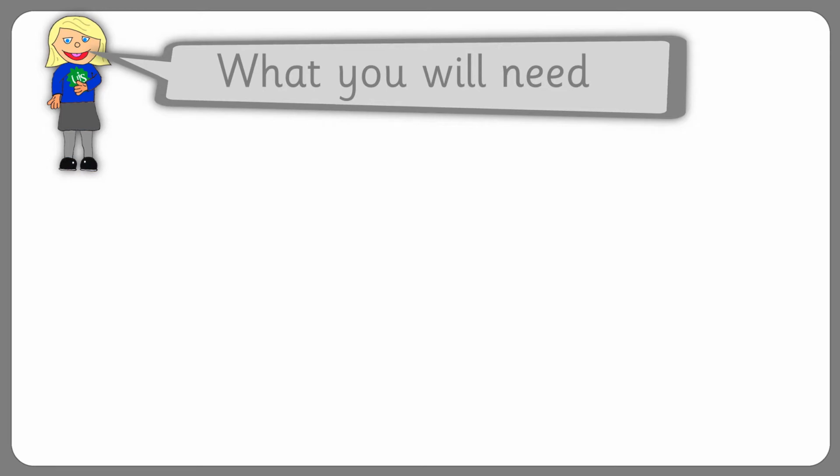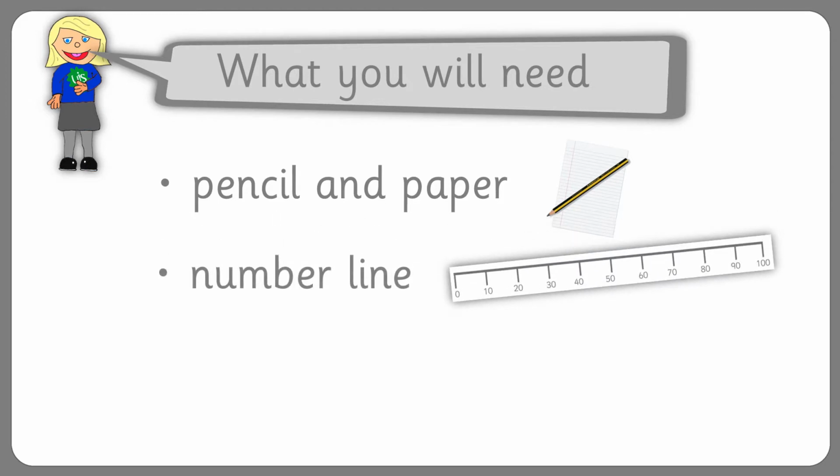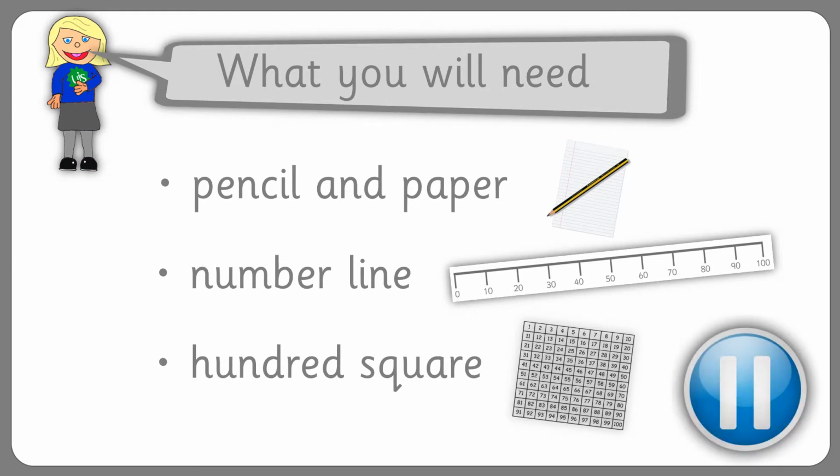So, for this lesson you will need a pencil and paper, or a whiteboard and a pen, and a number line. Now the number line I'm using is a 0 to 100 number line, which goes up in tens. Now if you've got one, brilliant, don't worry if you haven't. And also I'm going to be using a 100 square today. Again, brilliant if you've got one, don't worry too much if you can't get hold of one. So if you want to pause the video here to get the things together, that would be great. See you in a minute.